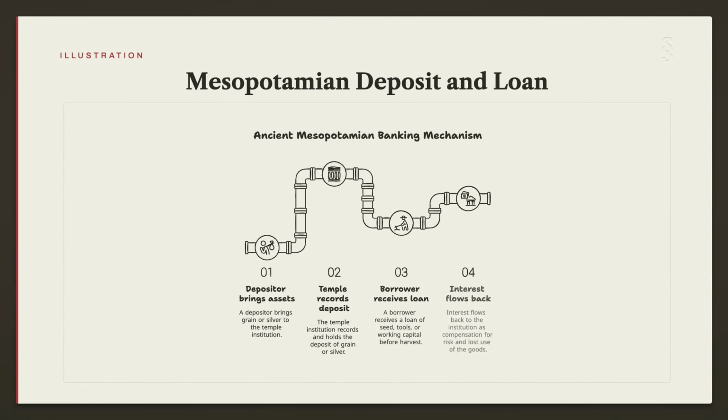Mechanically, it was simple. A depositor brought grain or silver for safekeeping. The temple recorded and held it, and lent a portion to borrowers who needed resources before harvest. Interest compensated the lender for risk and for giving up use of those goods in the meantime.